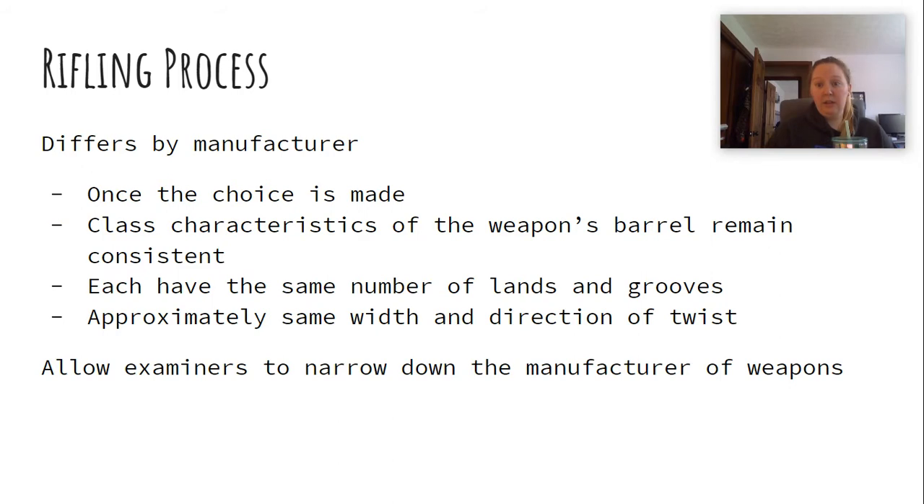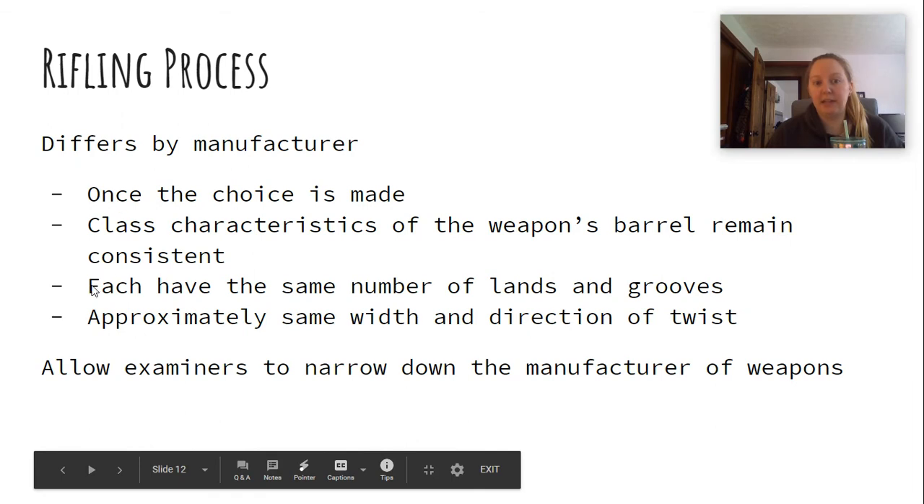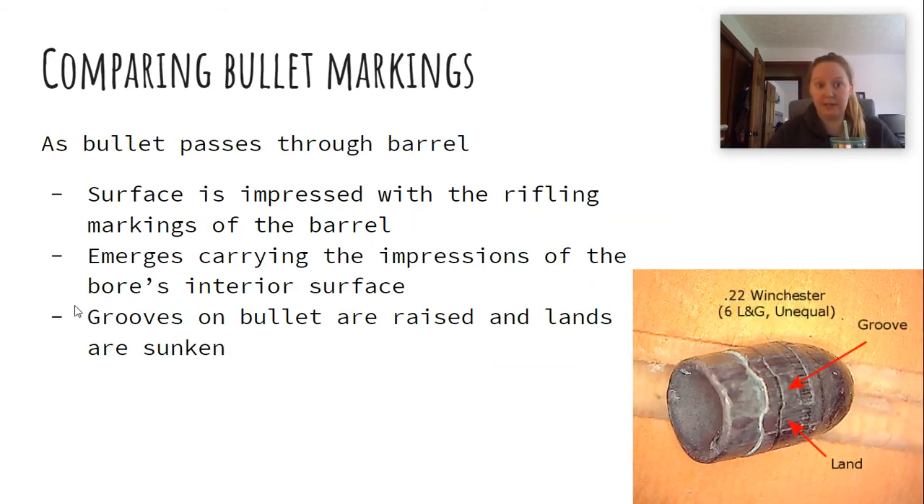Each gun, or each specific type of gun. So if we're looking at a Smith & Wesson revolver, each of those revolvers is going to have the same number of lands and grooves and approximately the same width of the lands and grooves and direction and rate of twist. Obviously, in manufacturing, we know nothing's 100% perfect, so things will change, but this allows examiners to narrow down the manufacturer of the weapons just by searching those class characteristics: the number of lands and grooves, the approximate width, and direction of twist.